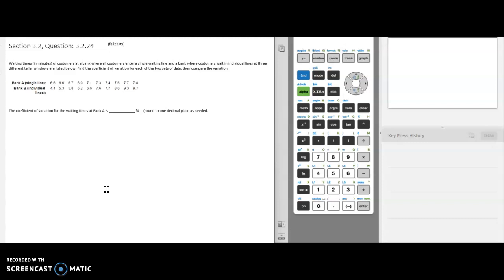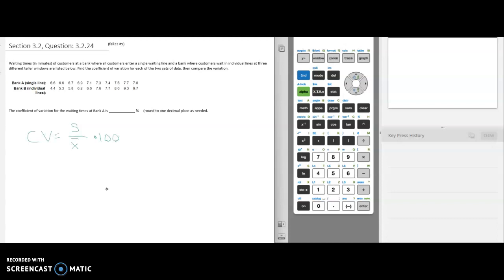We want to find the coefficient of variation for each of the two data sets and then compare the variation. You can see here we have the data listed for each. The coefficient of variation, CV, is the standard deviation over the mean times 100 to get a percentage. This is sample data, so we're finding the sample standard deviation and the sample mean.